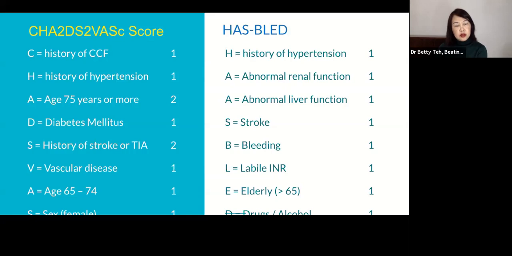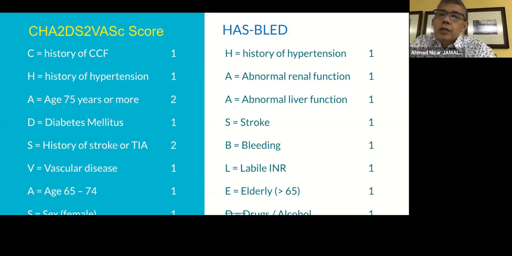Well, the HAS-BLED score, female increased risk of stroke. Correct. Yeah. Something new. Anything above the age of 2, the score of 1, there is already an increase of risk for stroke. So the risk increases with increasing score numbers actually.